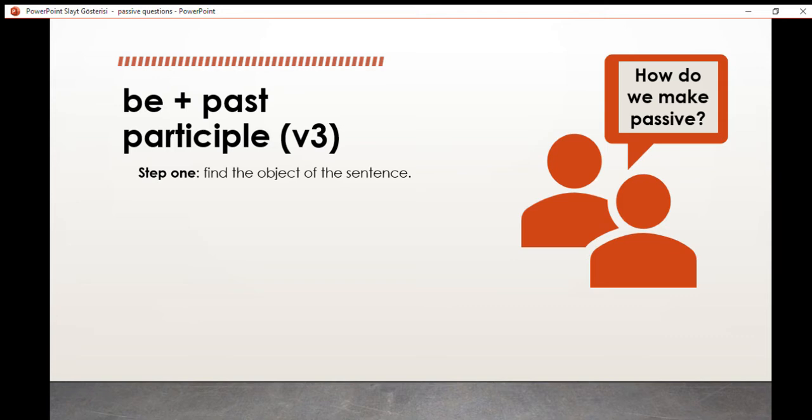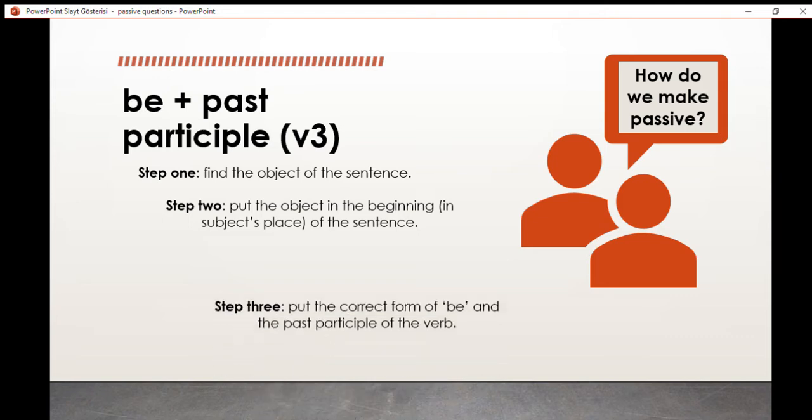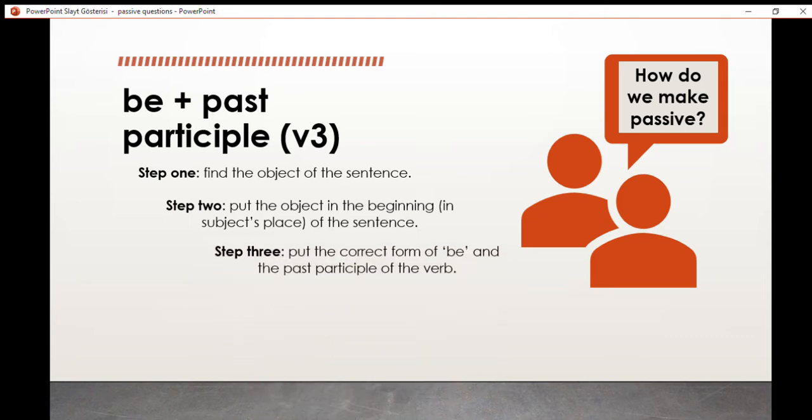Step 1, we find the object of the sentence. Step 2, now it says put the object in the beginning of the sentence, but this only works for positive and negative passive sentences. But if we're talking about questions, we can't put the object in the beginning of the sentence. We put it in subject's place. So it's not the same thing in questions. And finally, we put the correct form of be and the past participle of the verb.